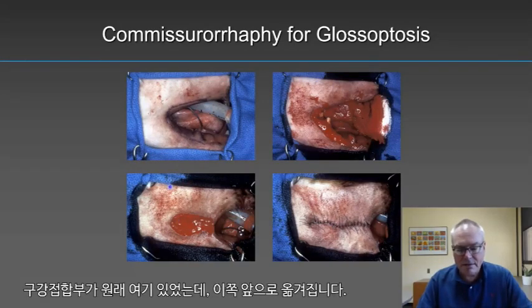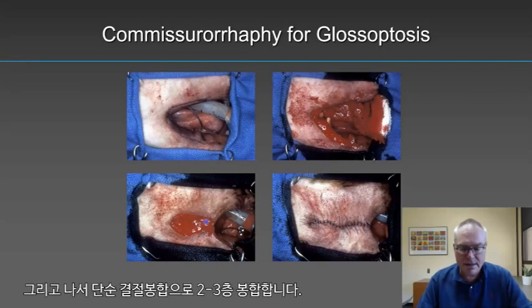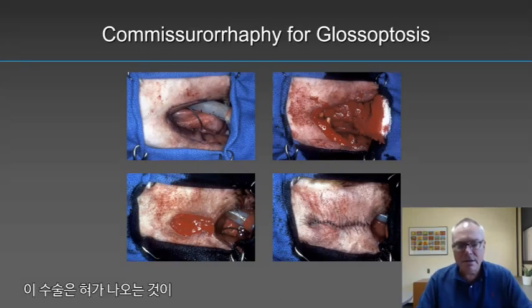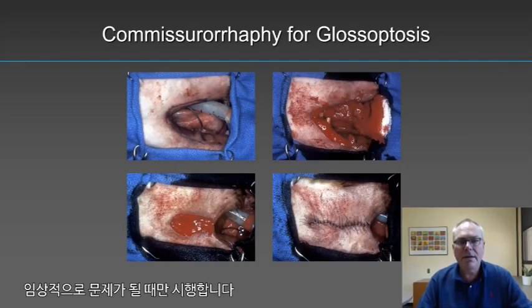So instead of having your oral commissure right there, or here I should say, we bring it forward and the oral commissure is now there. Okay. So this suturing is done in 2 to 3 layers with lots of single interrupted sutures to prevent dehiscence. This is not something that we do routinely. We only perform this procedure if needed, if the glossoptosis is a clinical problem.